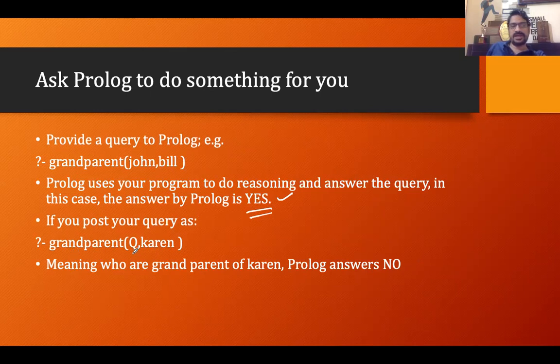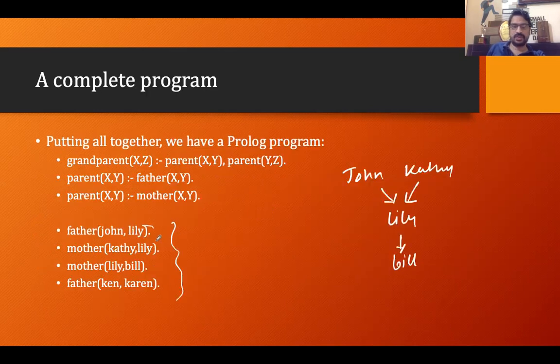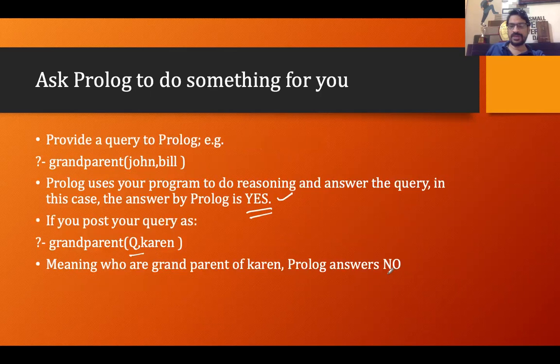Now another query is there. It says that any variable is a grandparent of Karen. So who is Karen? Can we find the grandparent of Karen? It is a separate one and it says that Ken is the father of Karen. But it doesn't define who is the parent of Ken. This is not defined. So if it is not defined, how can we know that? So it will give me the output: no.